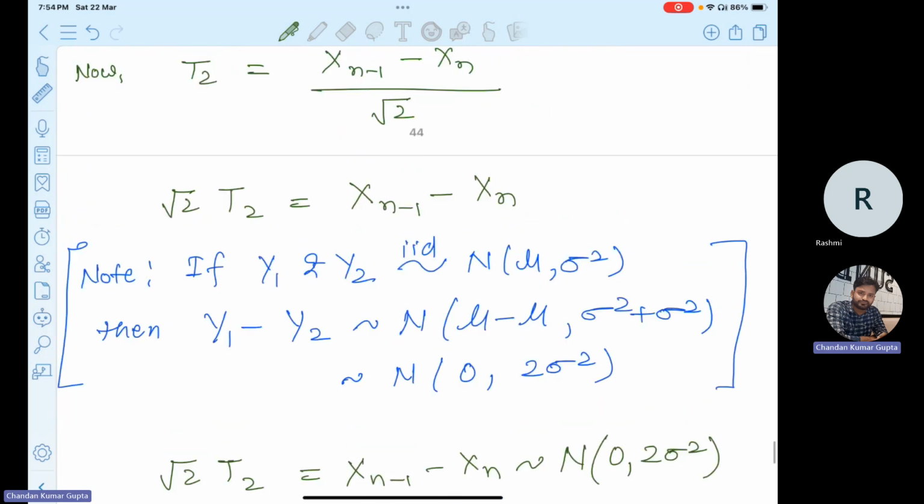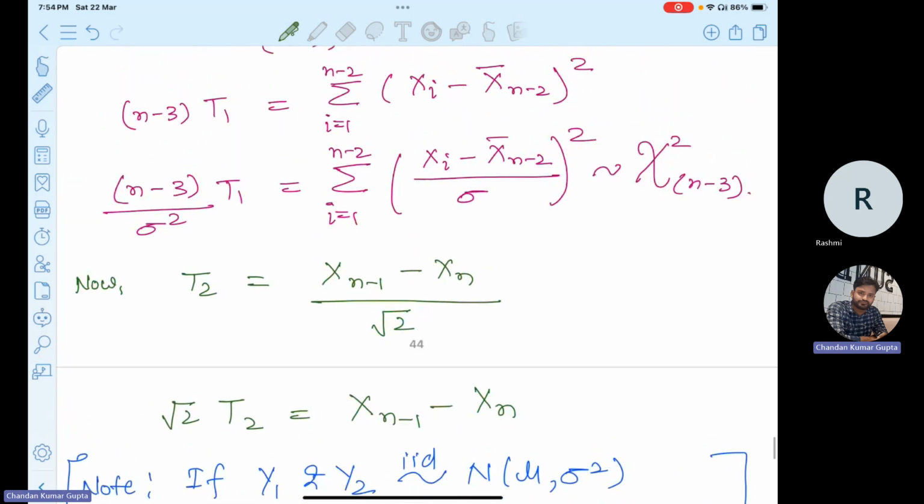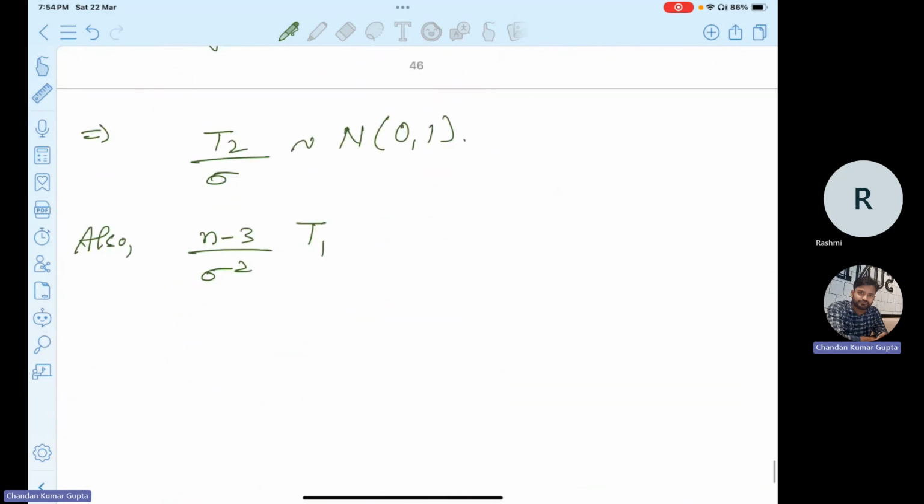If you can see here, we have this one: (n minus 3) T1 upon sigma square. It follows chi square with n minus 3 degree of freedom. So this follows chi square with n minus 3 degree of freedom.